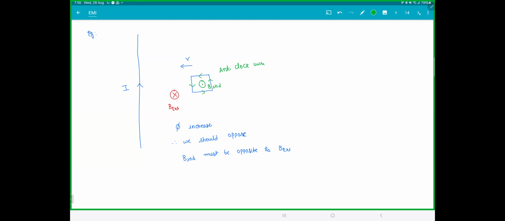Step one, find the direction of the external field. Step two, decide whether the flux is increasing or decreasing. Step three, since here it is increasing, I need to oppose it. That means B induced and B external are opposite. So put your thumb in the direction of B induced, and the fingers will give you the current. Easy?